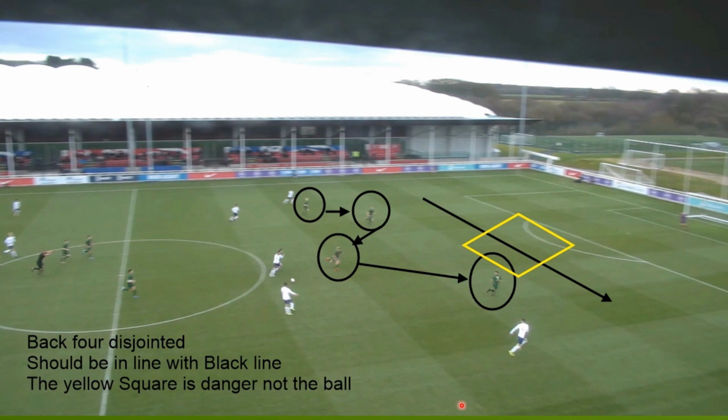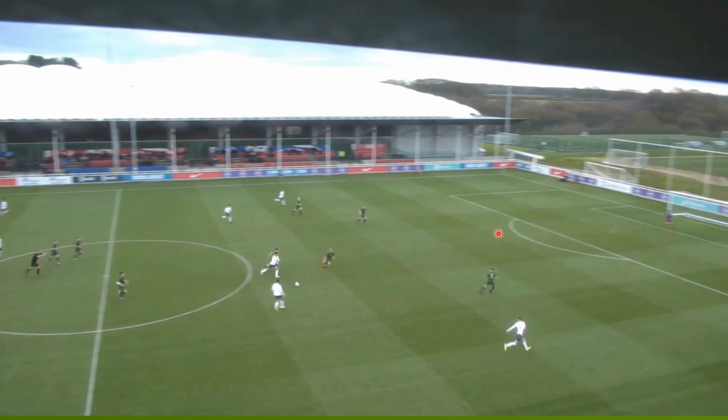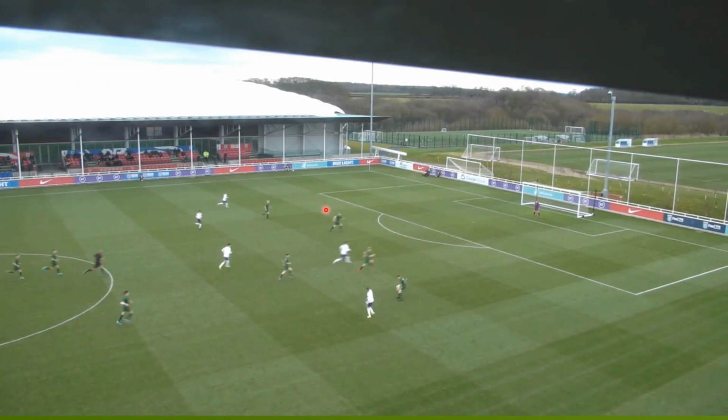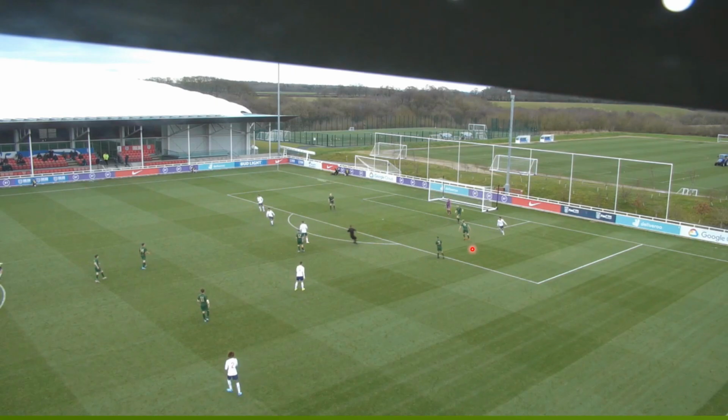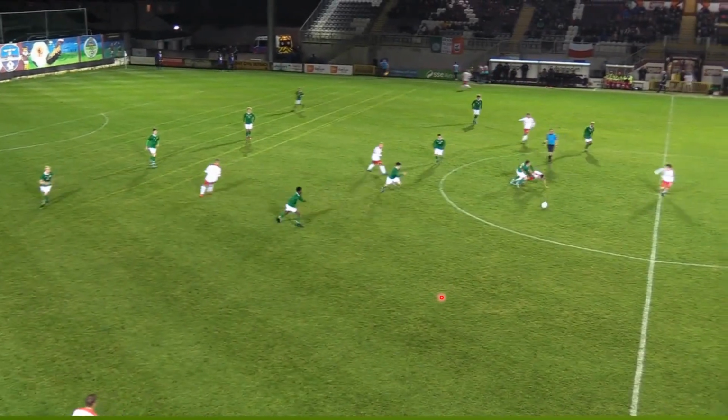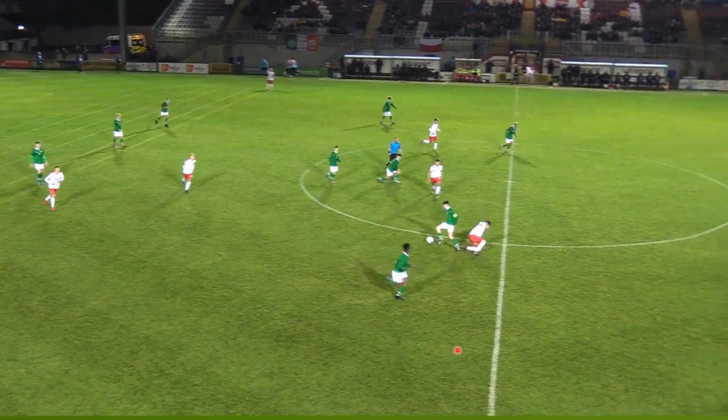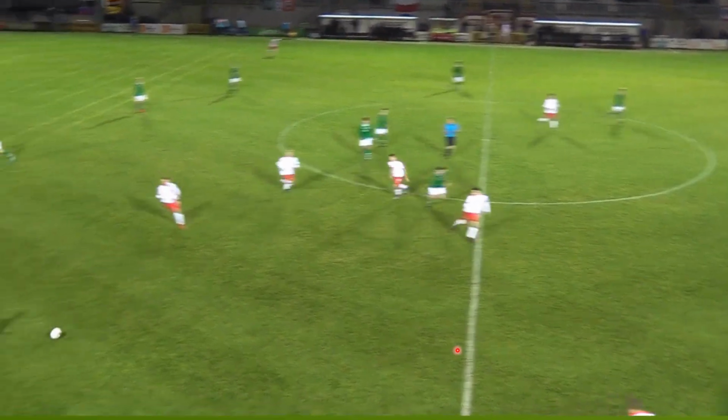This example here, as we'll see, is disjointed. So in this, the danger is the yellow and the space behind. Ideally, we want our back 4 in a line back there. As the ball gets played across, great defensive recovery, and we get to clear away the ball. This is an example where the transition to defend is poor.